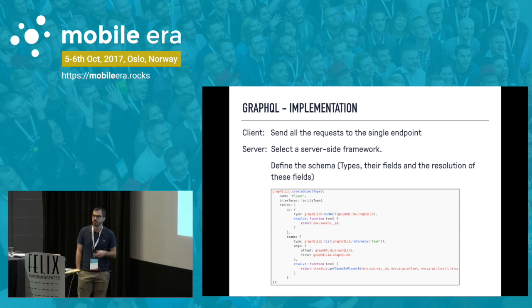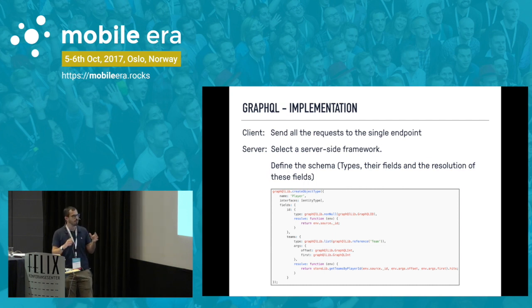Okay, but now, if you want to implement it yourself, what should you do? It was actually quite simple. On the client, we send all the requests to the single endpoint, and we get a JSON back. On the server, you will first select a server-side framework. There's one for all languages, Java, JavaScript, Python, anything. And you will define the schema of your API.